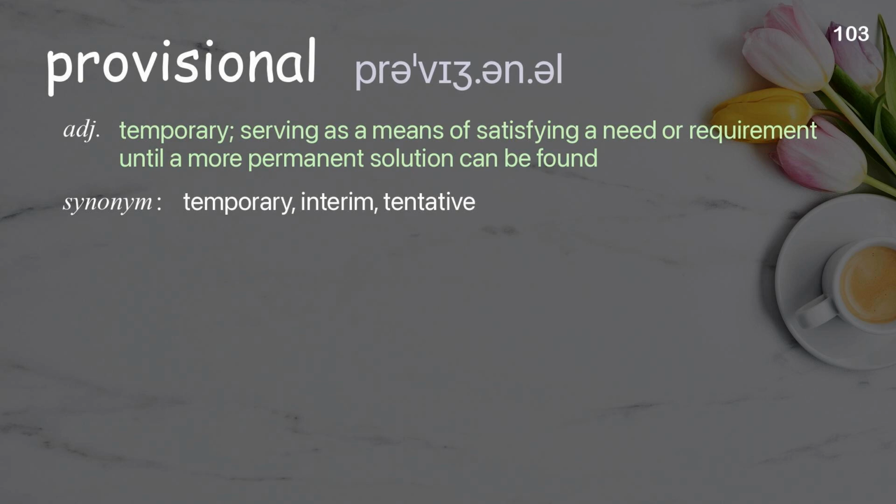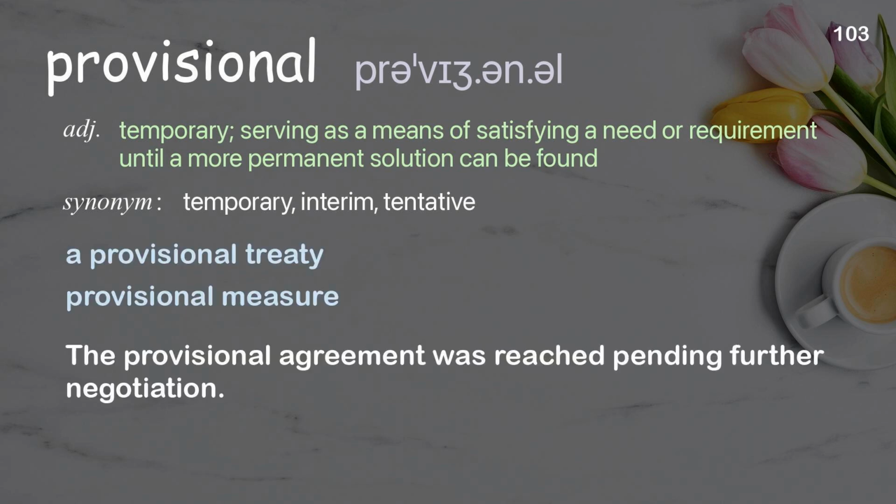Provisional. Temporary, serving as a means of satisfying a need or requirement until a more permanent solution can be found. Examples: a provisional treaty, provisional measure. The provisional agreement was reached pending further negotiation.